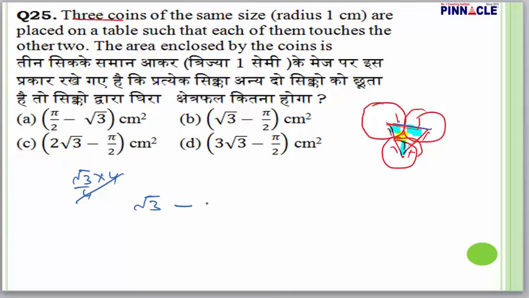Now the area of the equilateral triangle is root 3 minus half of the circle, and pi, radius is 1, divided by 2, pi by 2 you can say. So it should be equal to root 3 minus pi by 2. Answer would be B. So in this presentation we have covered questions from 1 to 25.